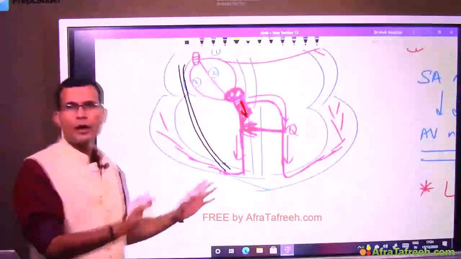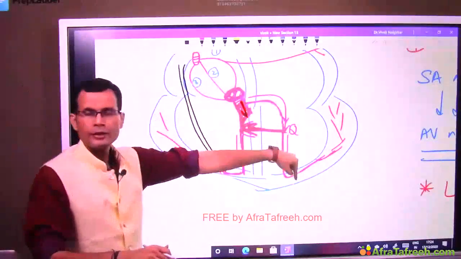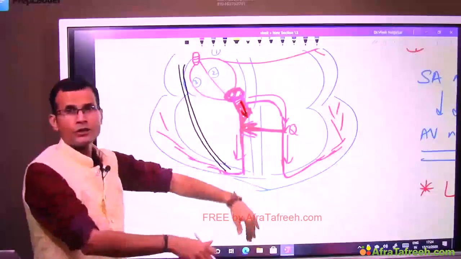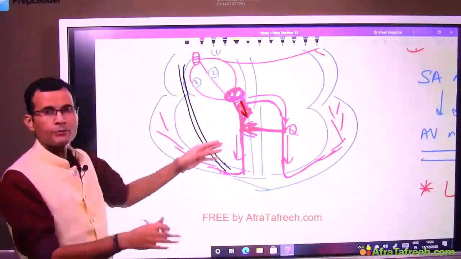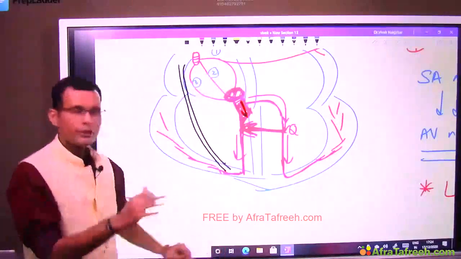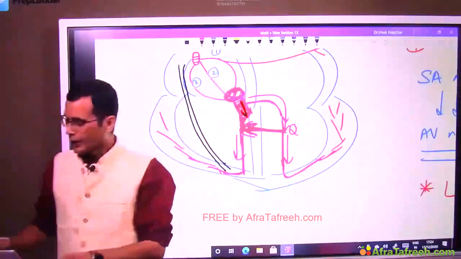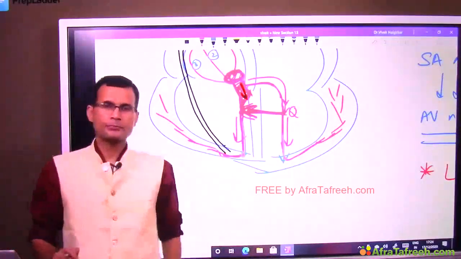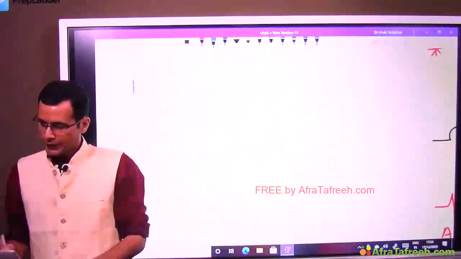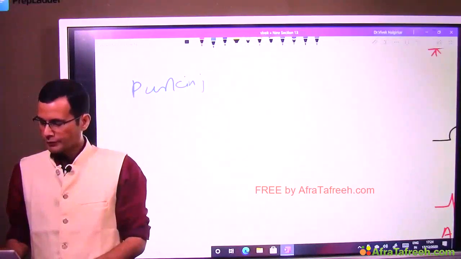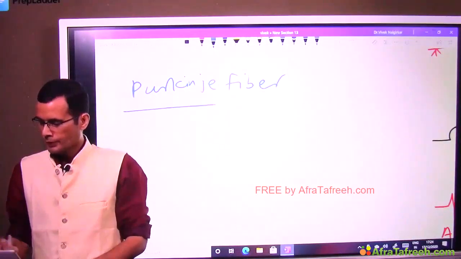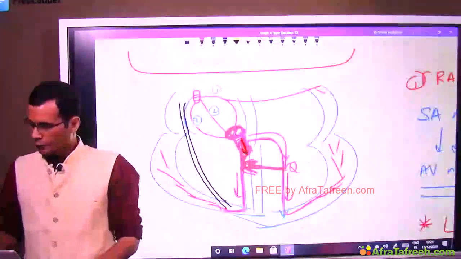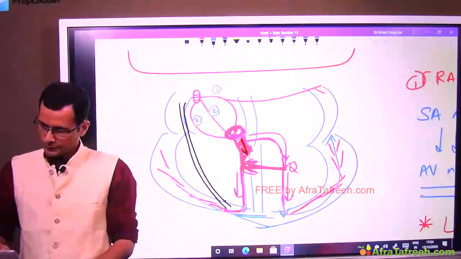But you have noted this, the left branch arises and is the first branch given out, and then the right bundle branch is formed. The bundle itself continues downward as the right branch, and both of them go to the apex. From here the Purkinje fibers will start. Purkinje fibers will carry the impulse like this.